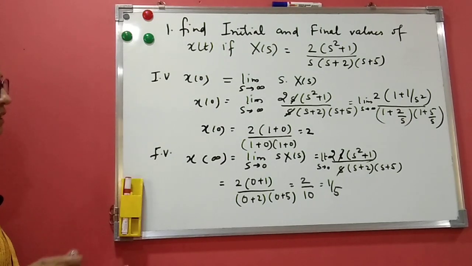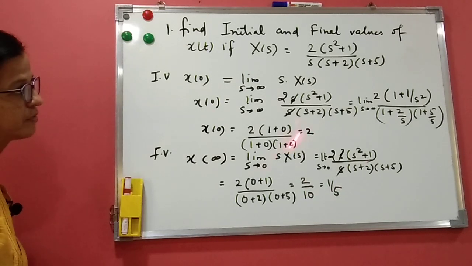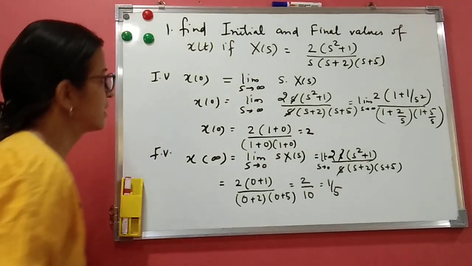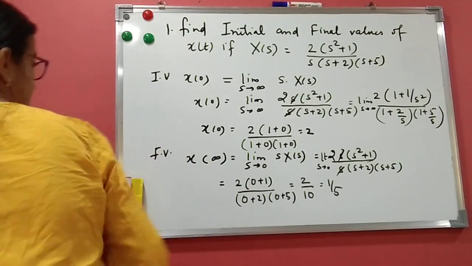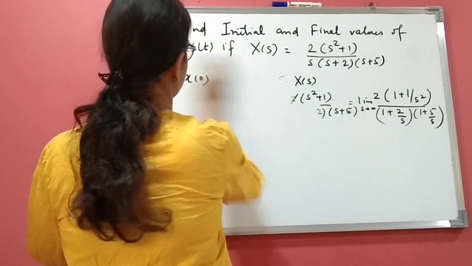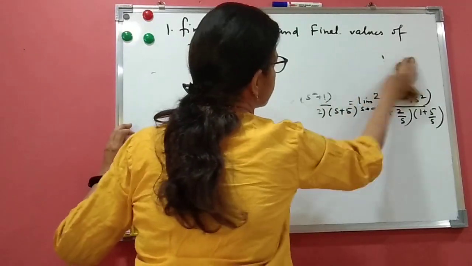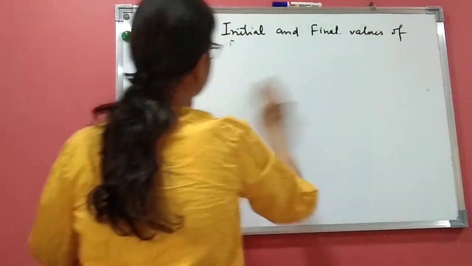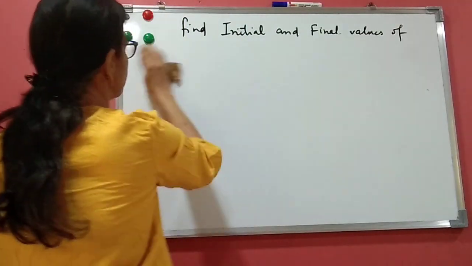So you have seen that by using the initial and final value theorem, this is the initial value theorem and this is the final value theorem. Using this, we got the value of initial value as 2 and final value as 1 by 5. Okay, so using the theorem, we got the answer. Yes, let us do the second problem on initial and final value theorem. So second problem, same, initial and final value theorem.